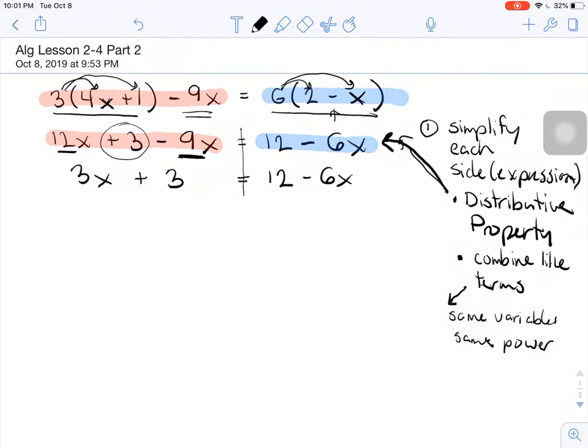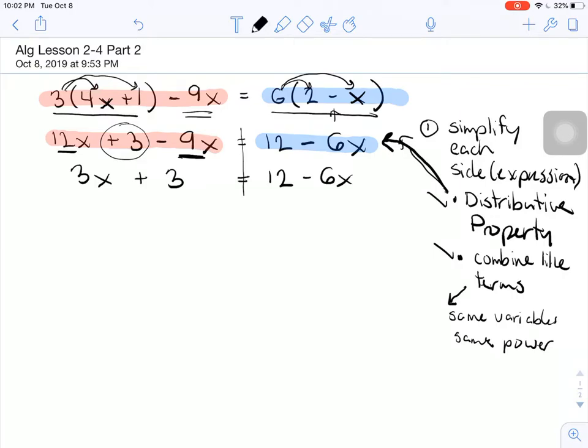So now this equation is simplified. We did our distributive property. We combined our like terms on each side where we could. And this equation hopefully is looking familiar. It now looks exactly like the equations you were working with yesterday. So from here, we could pick up our steps from yesterday and quickly zip through those steps to finish the equation. We're going to go ahead and do that quickly.